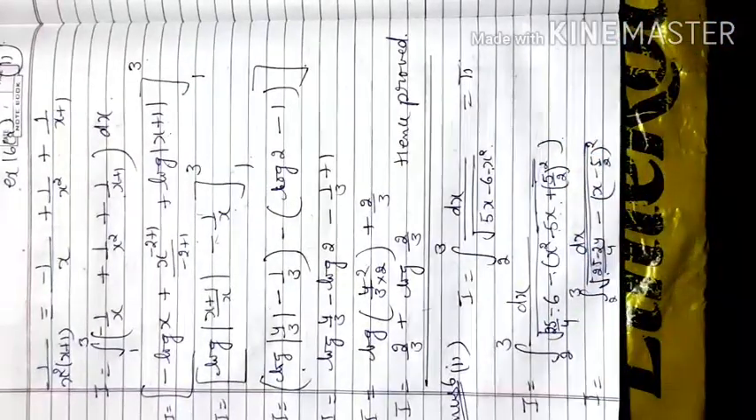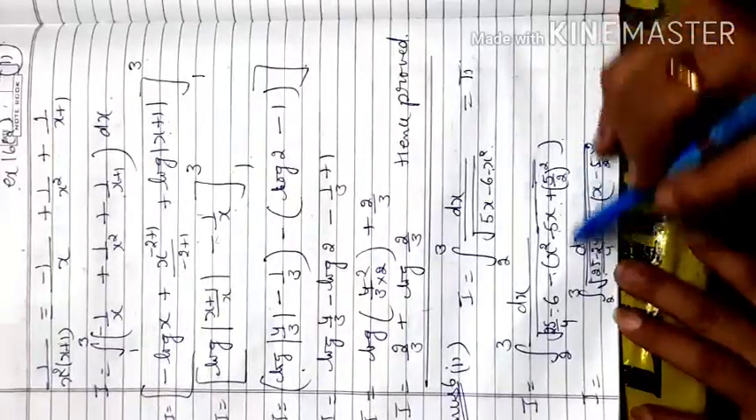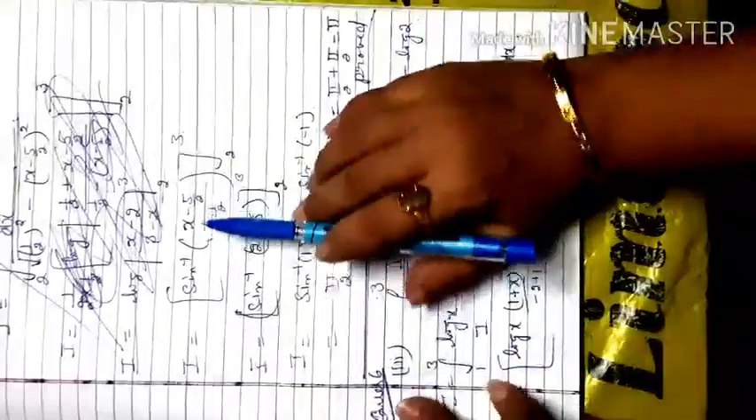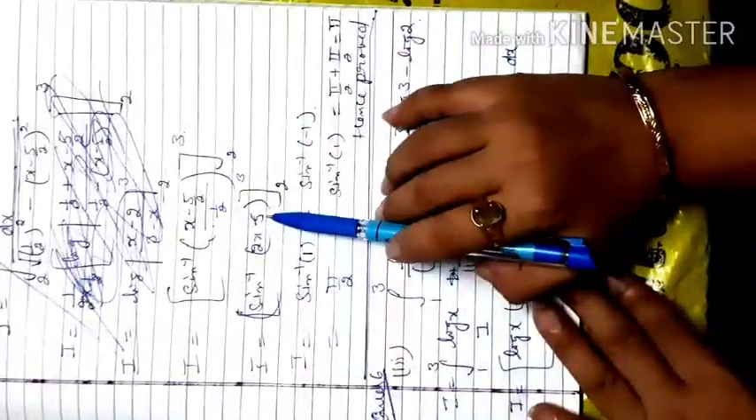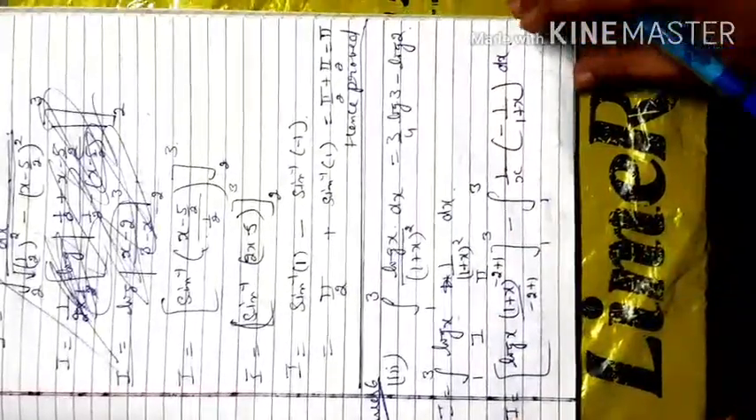That gives me 1 by 4 minus x minus 5 by 2 whole square. Again this is a square minus x square under square root. So sine inverse. Your formula will be applied here, sine inverse x upon a. Sine inverse x minus 5 by 2 by 1 by 2. That gives you sine inverse 2x minus 5. Applying the limit, you will get your answer as pi.